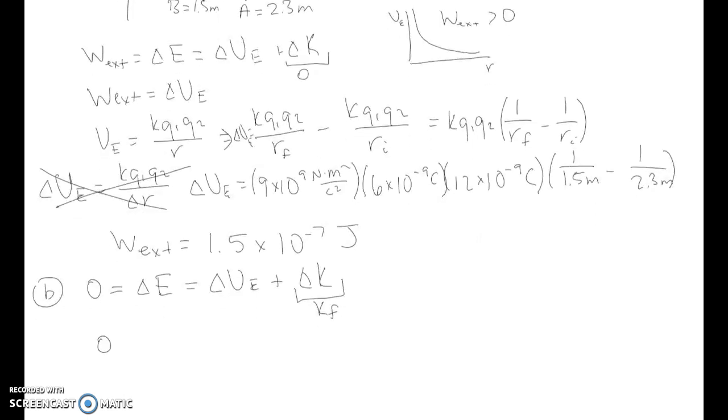So we have 0 equal to the change in electric potential energy plus our final kinetic energy. So K_f is negative delta U_E. But wait a second, in the part before we solved for delta U_E and said that was equal to the work. And you might think, uh-oh, you might have a problem, because we've got 1.5 times 10 to the negative 7 joules, and if we plug it in here, we end up with the kinetic energy being the negative of that number. And kinetic energy can never be negative, right? It's 1/2 mv squared. It's always a positive value.